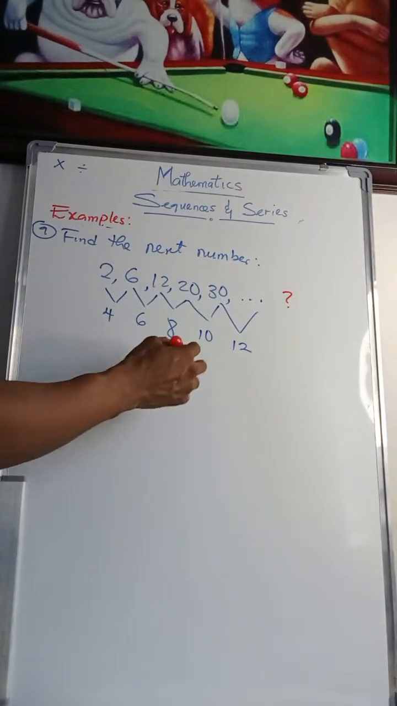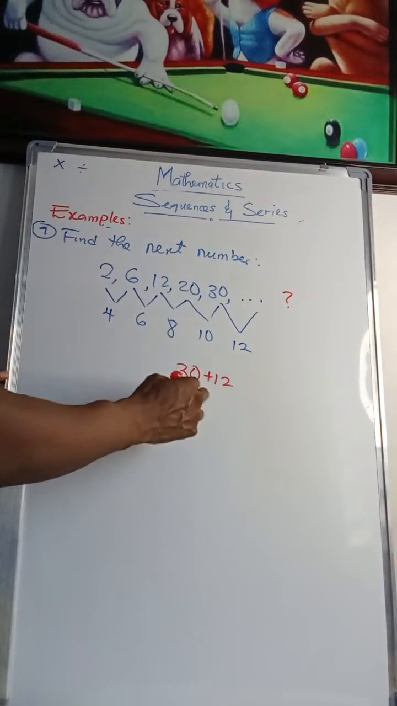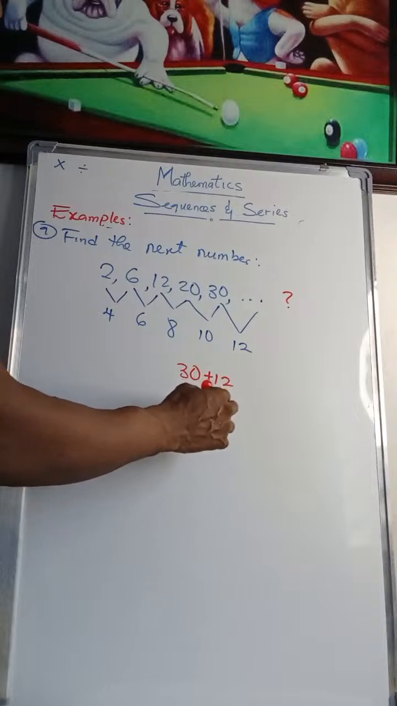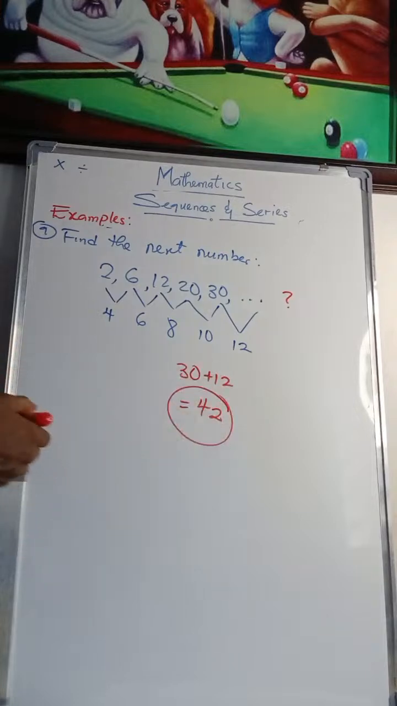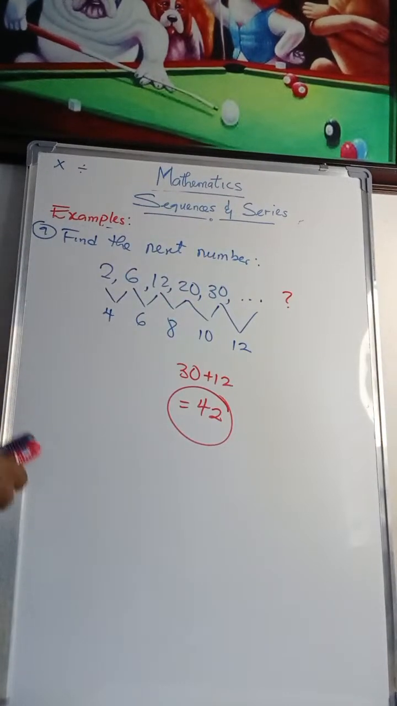So our next term should be 30 plus 12, which is 42. Our next term is 42. So the person said 50. She's actually close, but the answer is 42.